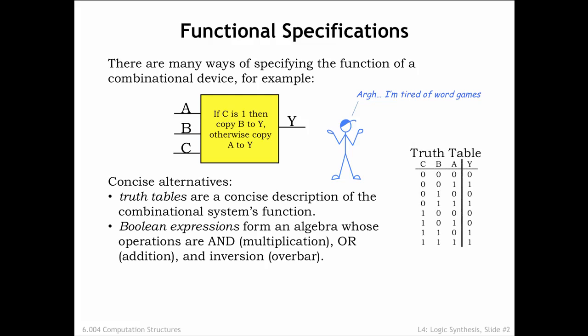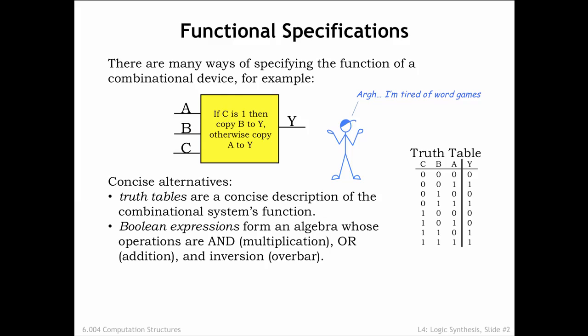Truth tables are a straightforward tabular representation that specifies the values of the outputs for each possible combination of the digital inputs. If a device has n digital inputs, its truth table will have 2 to the n rows. In the example shown here, the device has 3 inputs, each of which can have the value 0 or the value 1. There are 2 times 2 times 2 equals 2 to the third, or 8 combinations of the 3 input values, so there are 8 rows in the truth table.